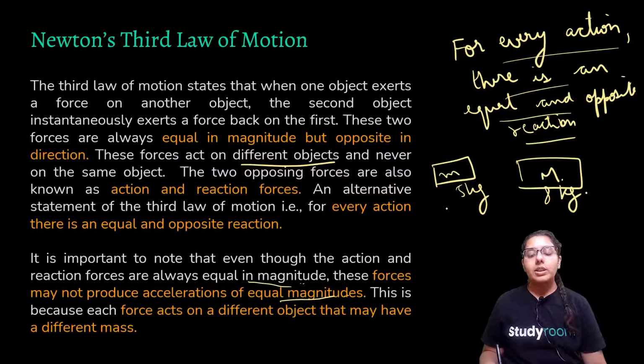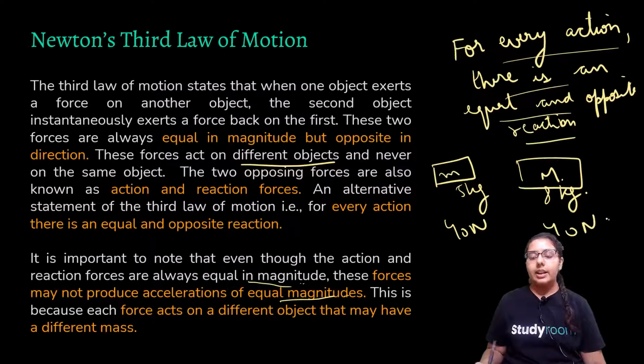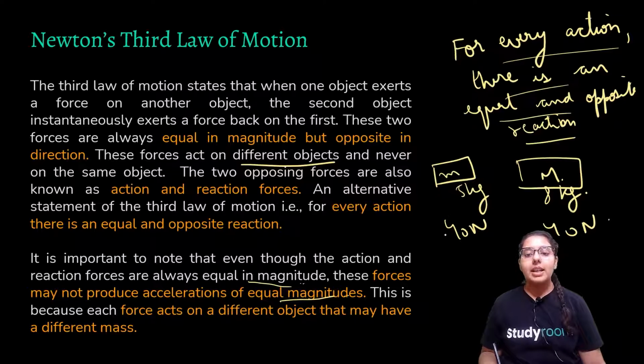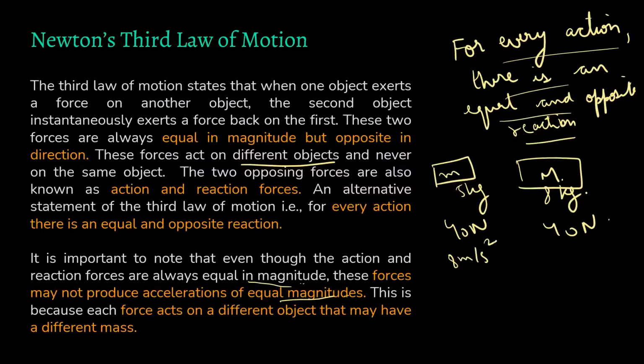So suppose force is 40 newtons in both cases. Correct. So your acceleration in this case is force upon mass, that is 8 meter per second square, and what is your acceleration in this case? 5 meter per second square. So you can see that even when the force is equal in magnitude, our accelerations are different. Why? Because our mass is different, right?